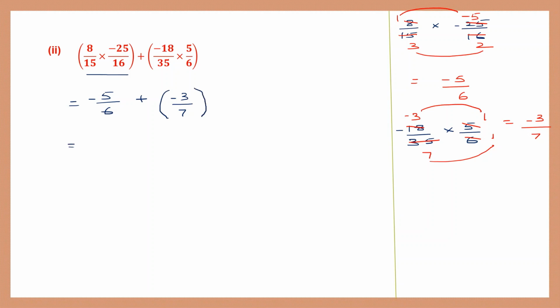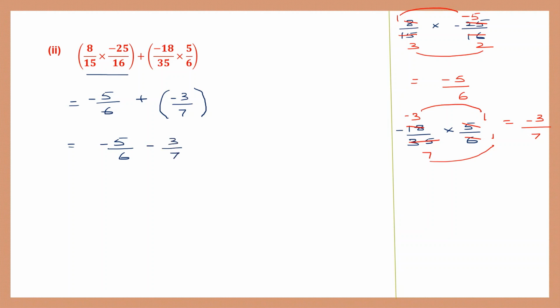Now let's remove the brackets. What do we get? Minus 5 by 6. Now before I remove the brackets, let me see what is in front of the brackets. Before the bracket, we have a plus sign. That means I can write this as it is without a change. So that becomes minus 3 by 7.